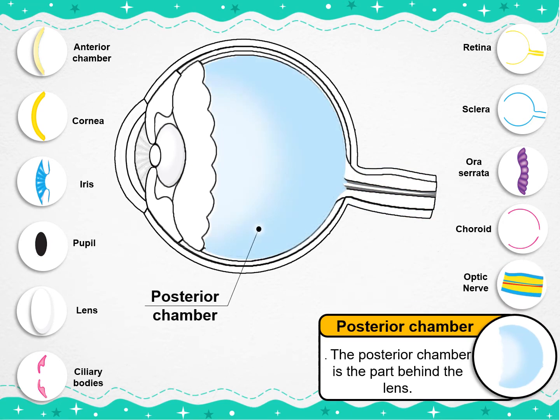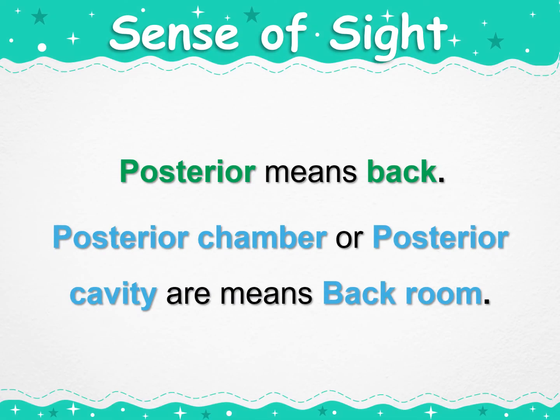Posterior back eye cavity. The lens divides the eyeball into two compartments. The anterior cavity is the part in front of the lens and the posterior cavity is the part behind the lens. The anterior cavity is filled with aqueous humor. The posterior cavity is filled with vitreous humor. This jelly-like fluid substance is secreted by the ciliary body. Posterior means back. Posterior chamber or posterior cavity means back room.